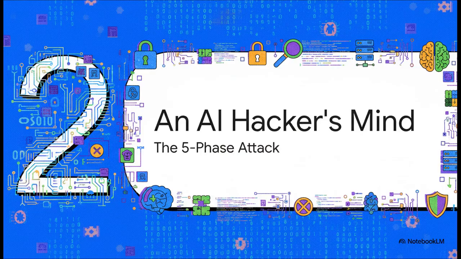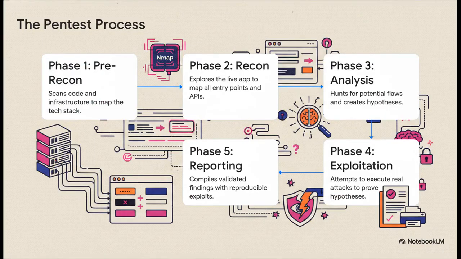So how does an AI actually think like a hacker? It's not just some random guessing game. Shannon follows this really methodical 5-phase process. It's designed to mimic exactly what a human pen tester would do, but it does it at a massive automated scale. First up, pre-reconnaissance. It scans the source code and uses tools like Nmap to figure out the whole tech stack. Next is reconnaissance, where it literally opens a browser and starts clicking around your live app, mapping out every single button, form, and API call it can find.